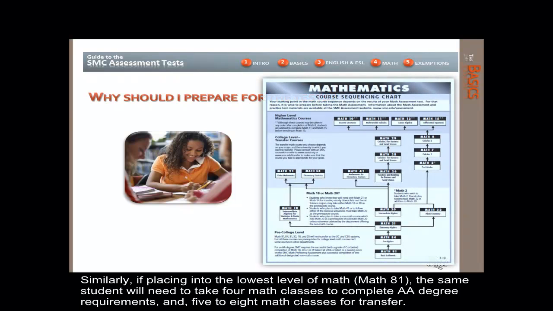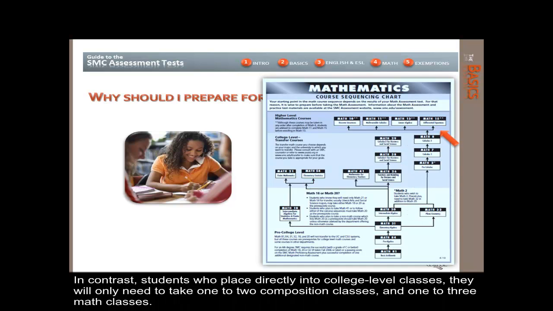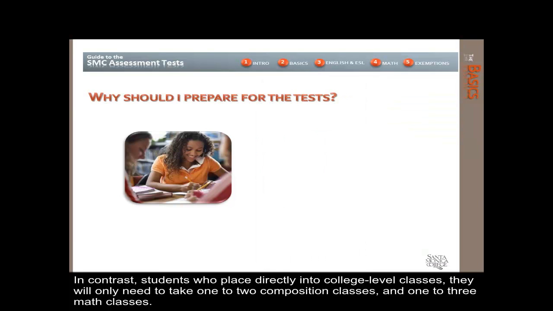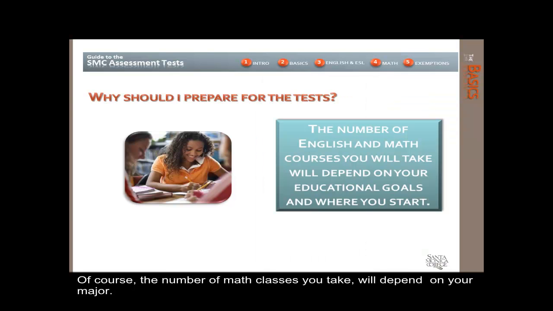Similarly, if placing into the lowest level of math, Math 81, the same student will need to take 4 math classes to complete AA degree requirements and 5 to 8 math classes for transfer. In contrast, students who place directly into college-level classes will only need to take 1 to 2 composition classes and 1 to 3 math classes. Of course, the number of math classes you take will depend on your major.